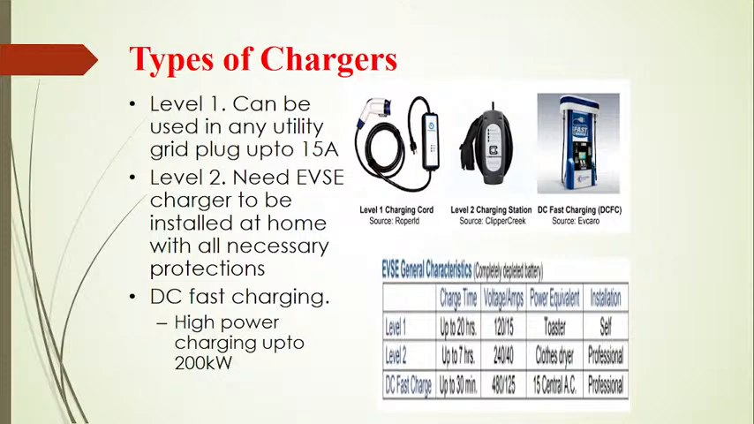Let us see the types of chargers. Level 1 chargers can be used with the utility grid, plugging into 15 amperes, and need chargers to be installed at home with all necessary protection. These are the units we can see. Charge time is up to 20 hours, with 120 volts and 15 amps. Self-installation is possible.